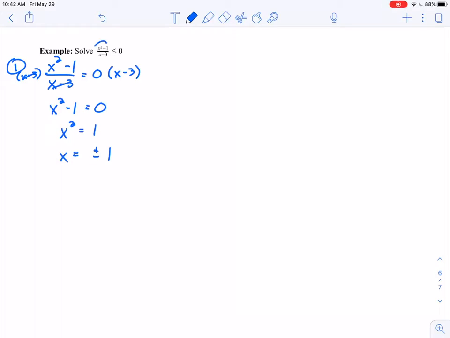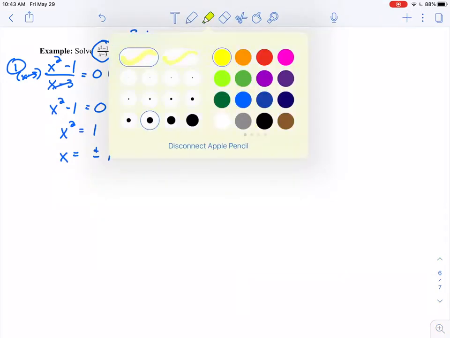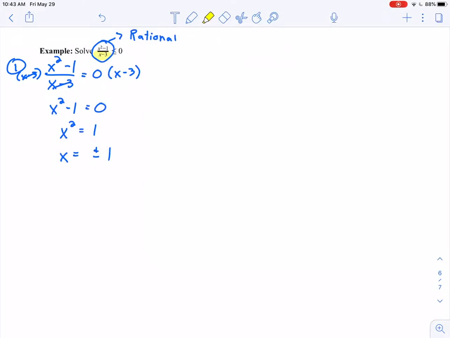But now I also need to consider, okay, what type of function do we have here? Well, this is a rational function. Where is this function discontinuous? It's discontinuous if that denominator is equal to 0. So I'm also going to take my denominator of x minus 3, set it equal to 0, and solve. So this one's a little bit easier to solve. Here I have x equals 3.